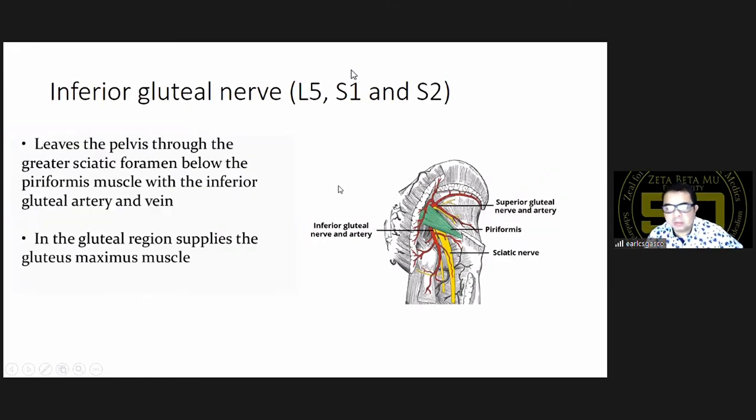Now, next is the inferior gluteal nerve, L5, S1, and S2 nerve roots. It leaves the pelvis through the greater sciatic foramen again, but below the piriformis muscle, together with the inferior gluteal artery and vein. So inferior gluteal, below; superior gluteal, above. In the gluteal region, it supplies the gluteus maximus muscle alone. L5, S1, and S2 nerve roots of your inferior gluteal nerve.